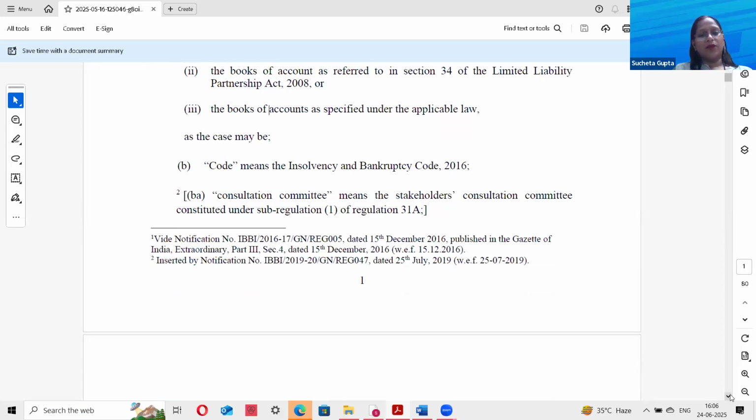Now, the Code is the Insolvency and Bankruptcy Code 2016, and the consultation committee. Earlier we have seen the COC, the committee of creditors, but here they have mentioned the consultation committee. What is the meaning of this? It means a stakeholders consultation committee constituted under sub-regulation 1 of regulation 31A. Later on we will discuss who will be part of this committee. As per regulation 31A, this is described in a wider meaning. Here in the definition they have only mentioned the consultation committee.